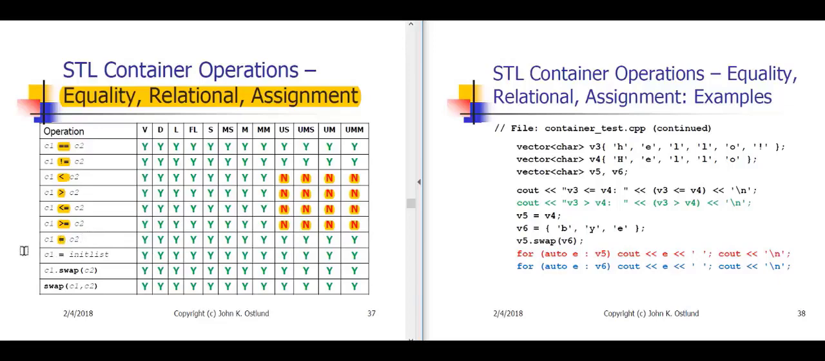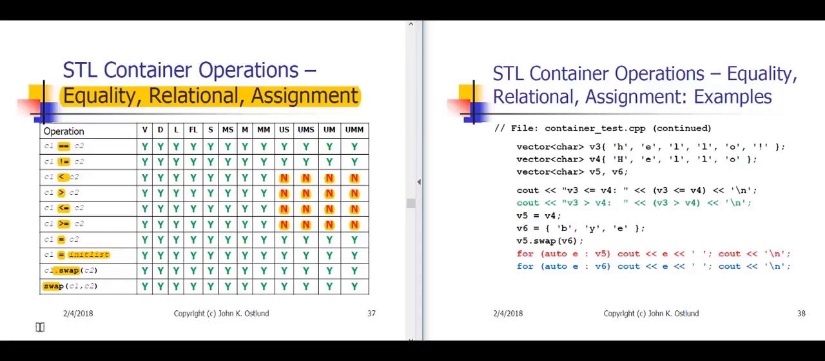Assignment is available as long as the object on the left of the assignment is of the same container and element type as the value on the right hand of the assignment. And you can also, in C++11, directly assign to a container from an initialization list contained within curly braces. It's also possible to swap the values of objects back and forth, either using a swap member function or using a top-level function named swap that takes two containers as arguments.